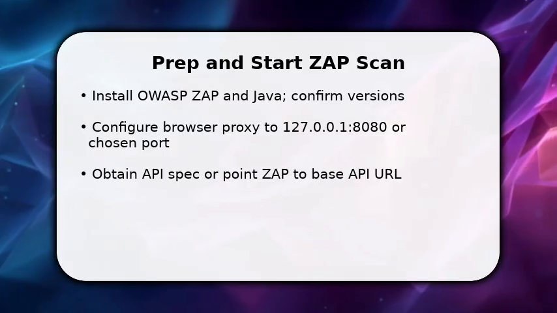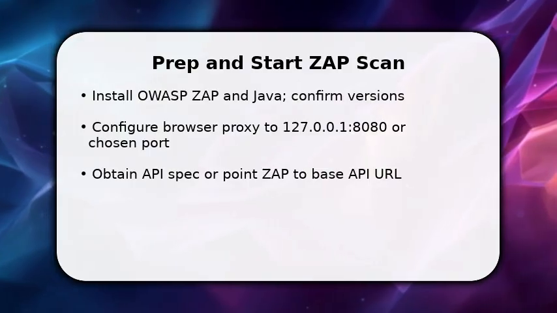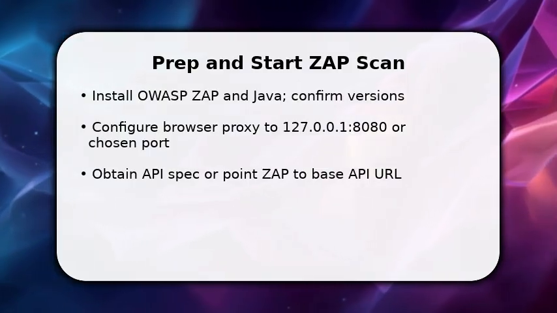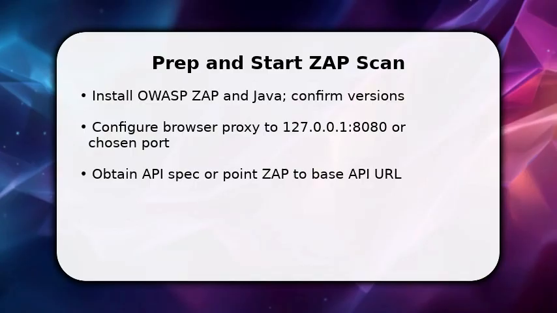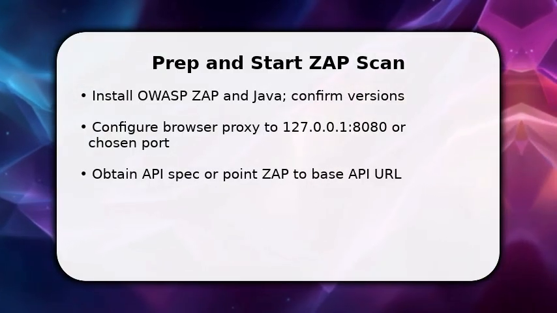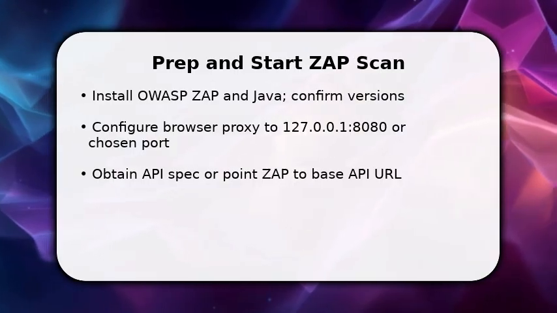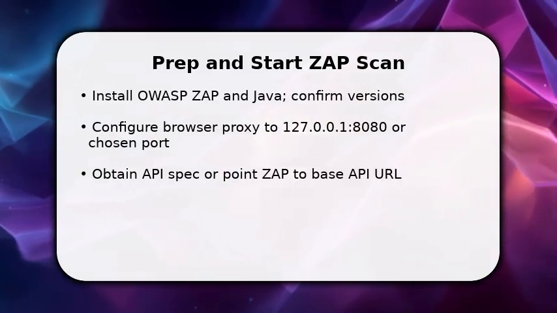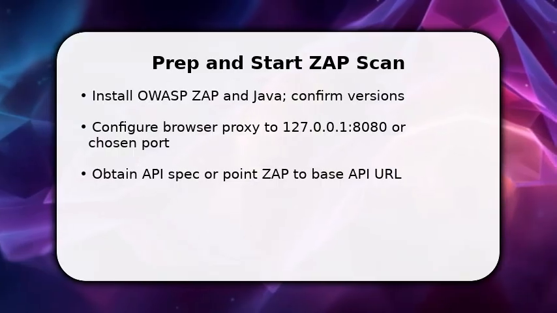You start by launching ZAP and confirming Java is current because the engine depends on it. Once open, set the proxy to 127.0.0.1:8080 and configure your browser to route traffic through ZAP so requests are captured.